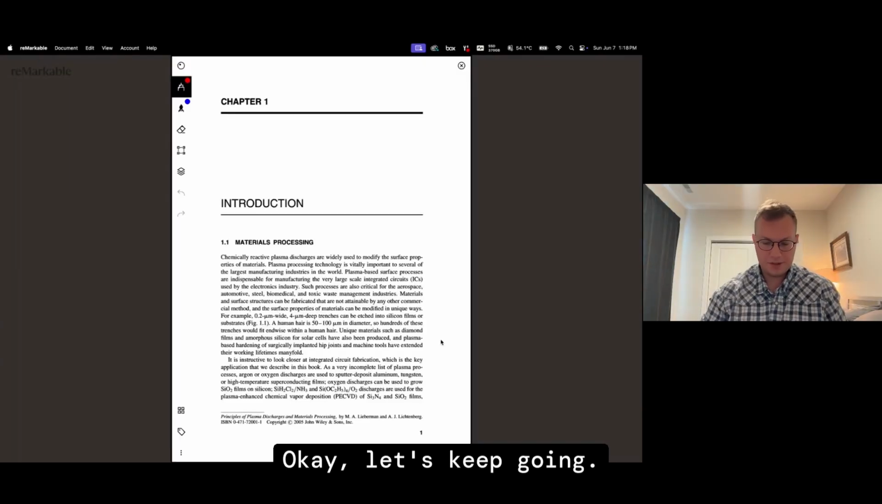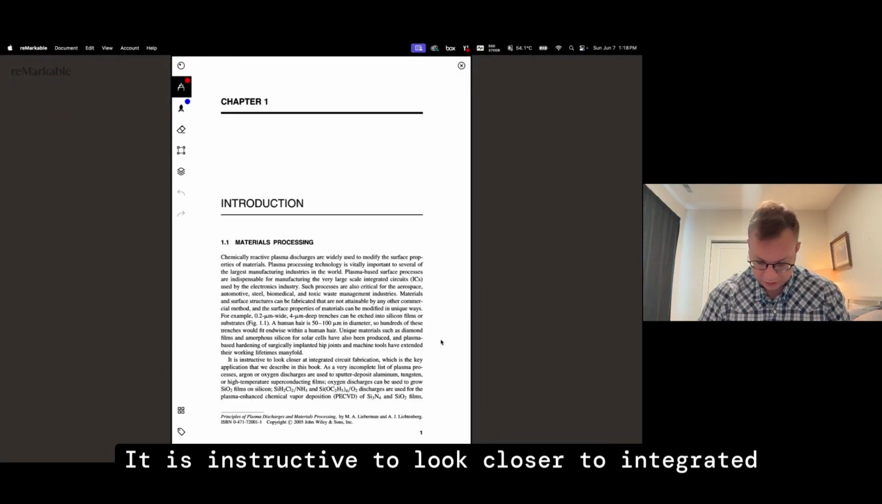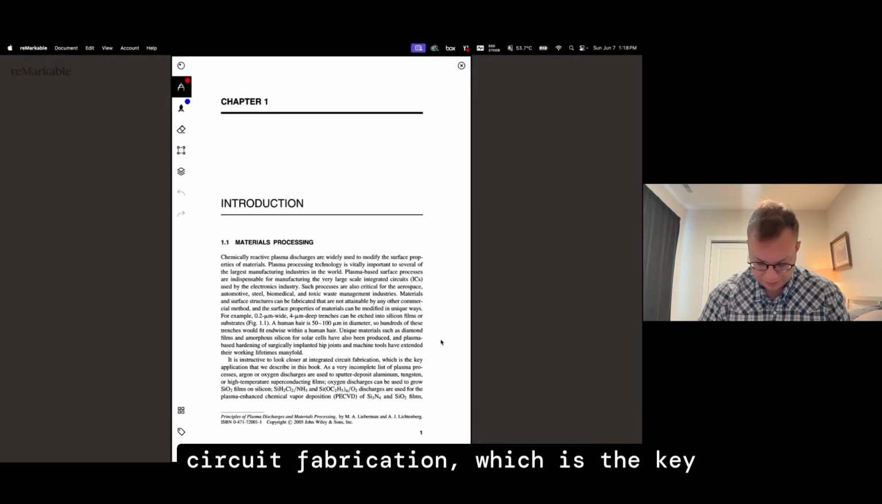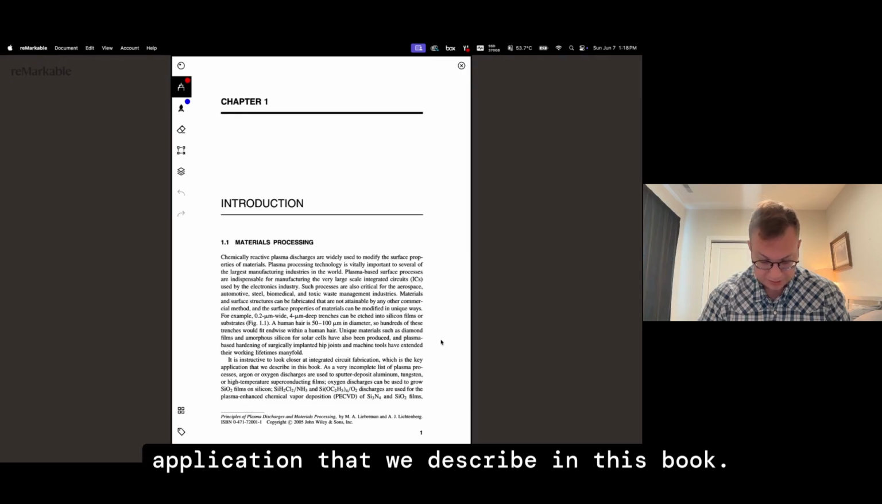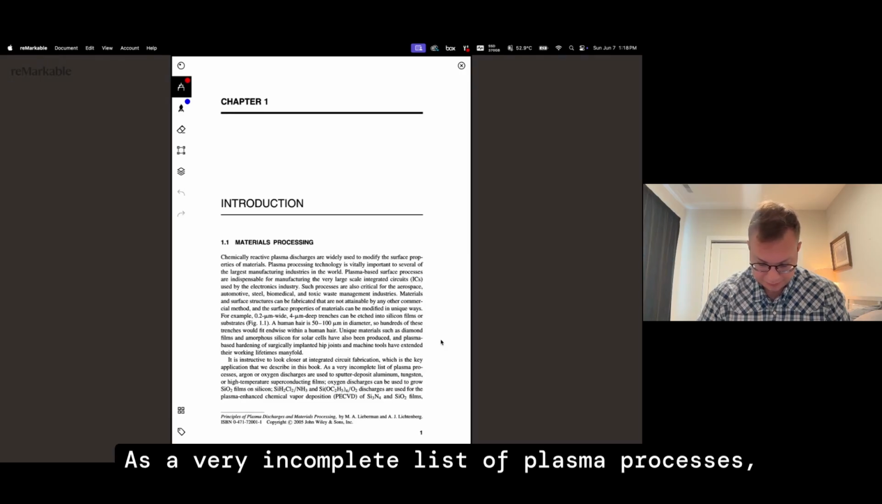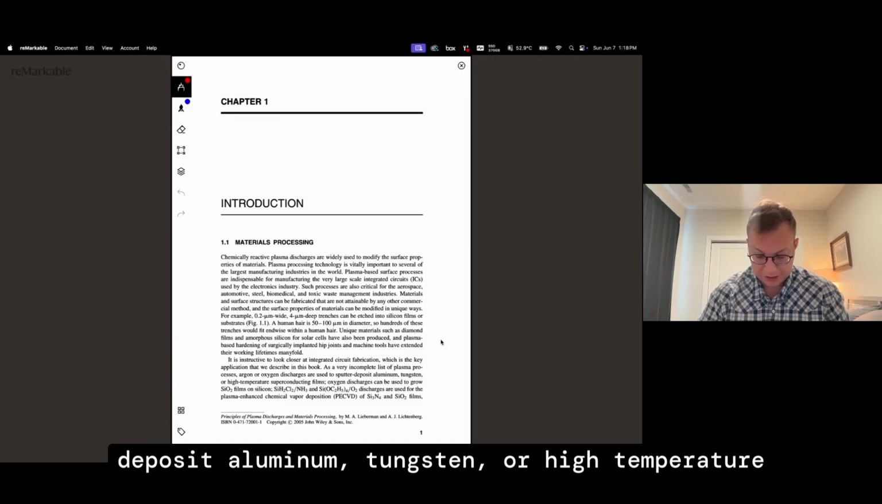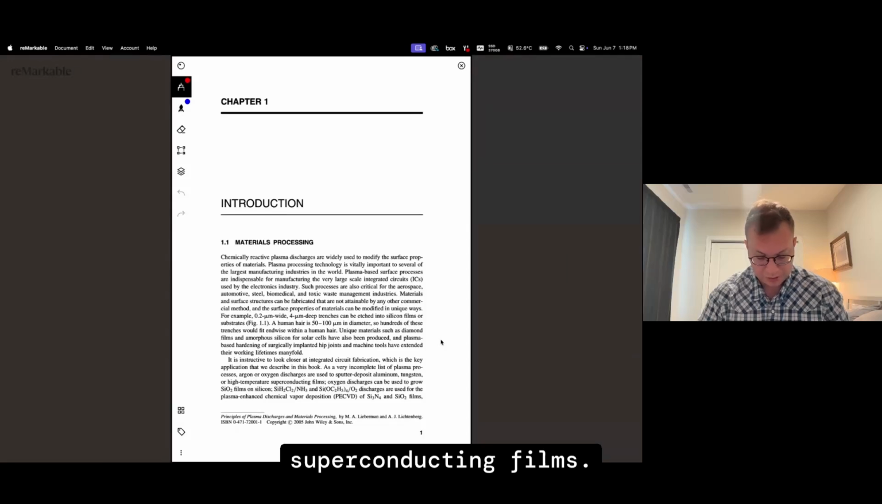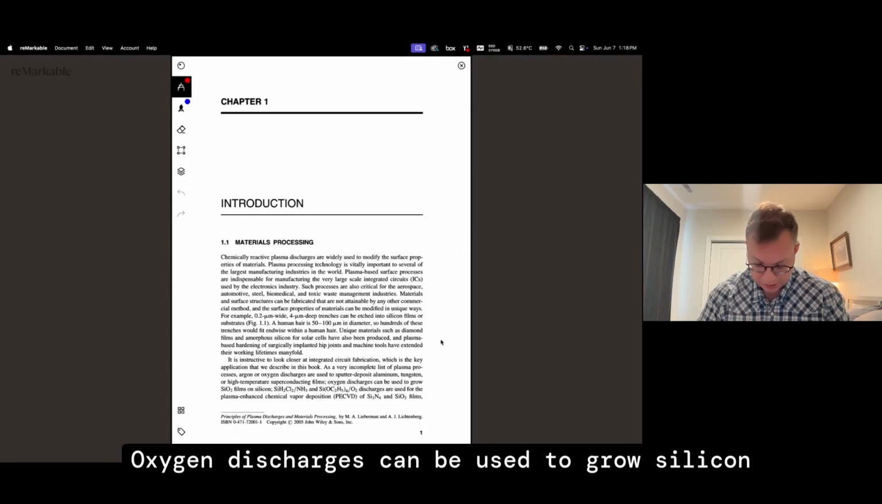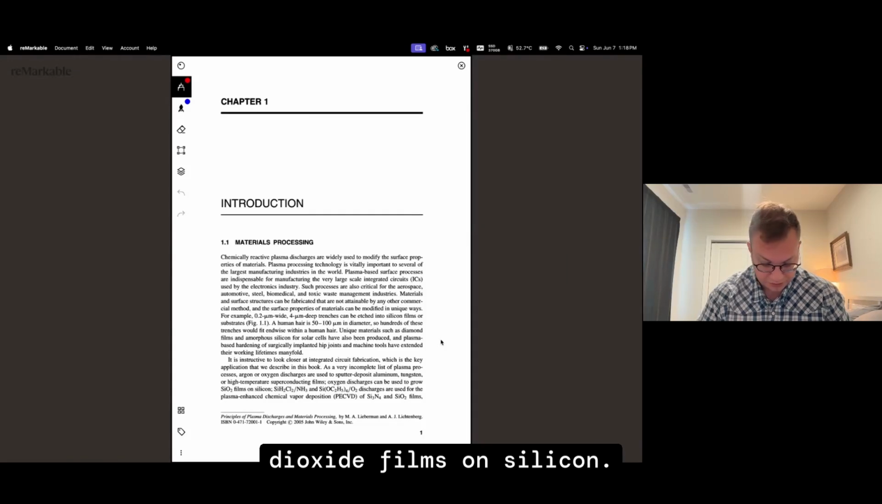Okay, let's keep going. It is instructive to look closer at integrated circuit fabrication, which is the key application that we describe in this book. As a very incomplete list of plasma processes, argon or oxygen discharges are used to sputter deposit aluminum, tungsten, or high-temperature superconducting films. Oxygen discharges can be used to grow silicon dioxide films on silicon.